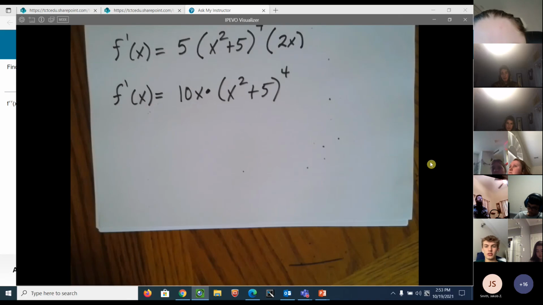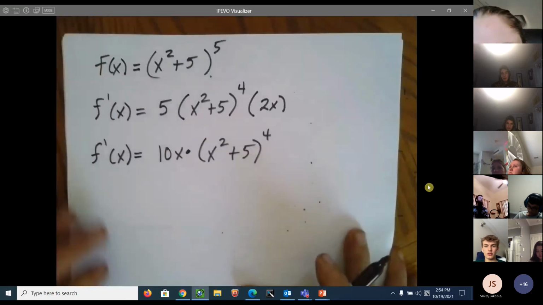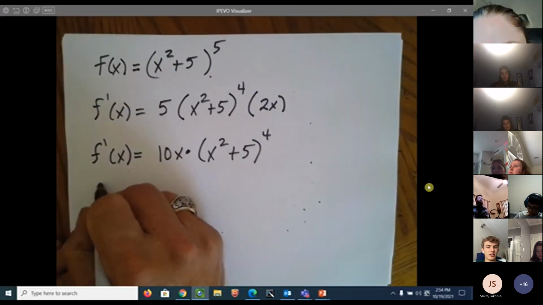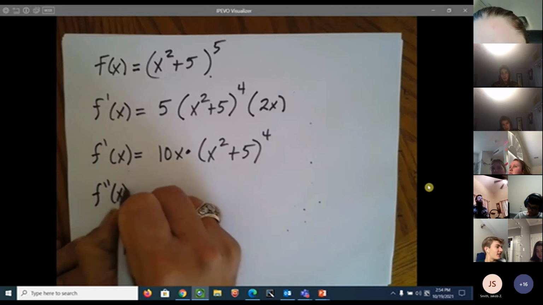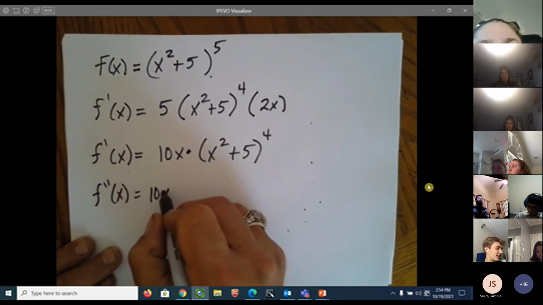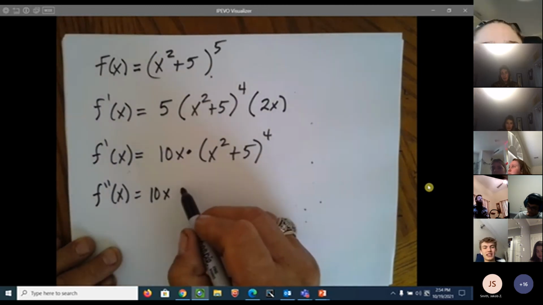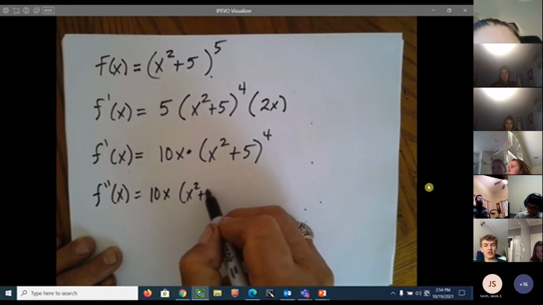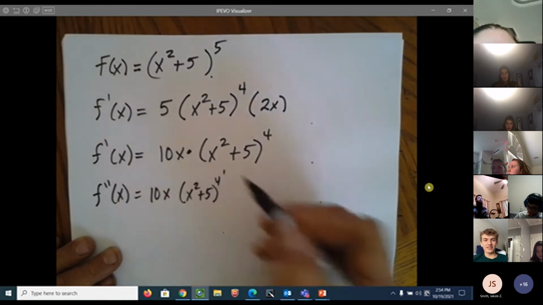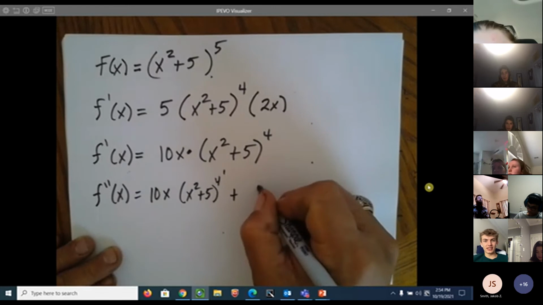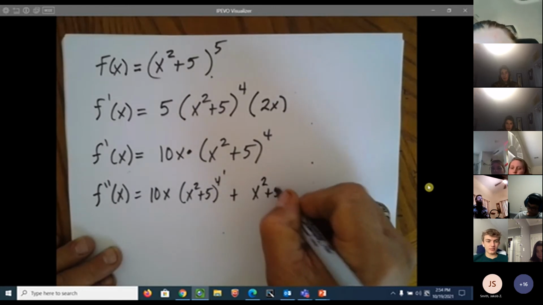This is one of those problems that are like a little tricky. F double prime of x is equal to first times the derivative of the second, x squared plus 5 to the 4th prime, plus the second times the derivative of the first. Well, you should get the same answer.